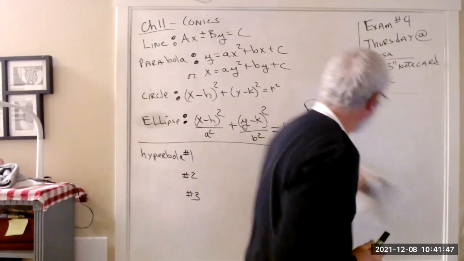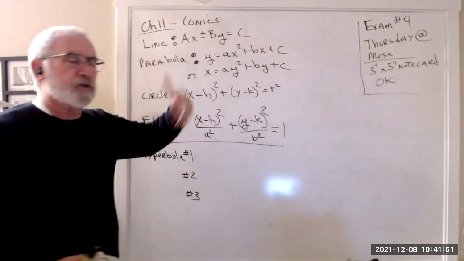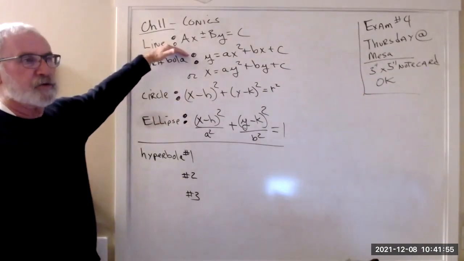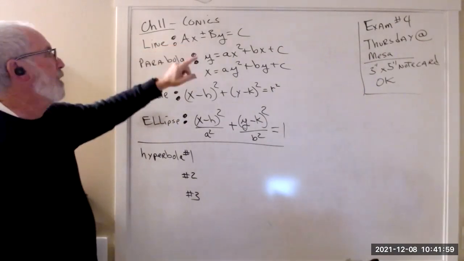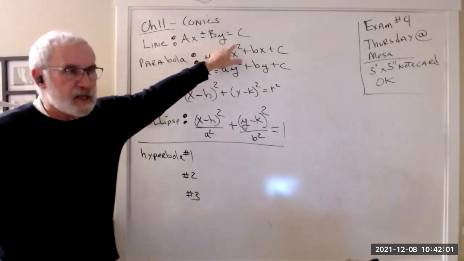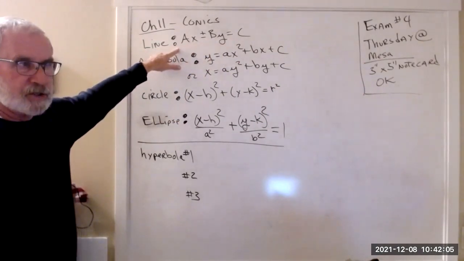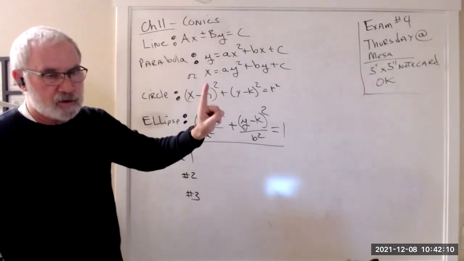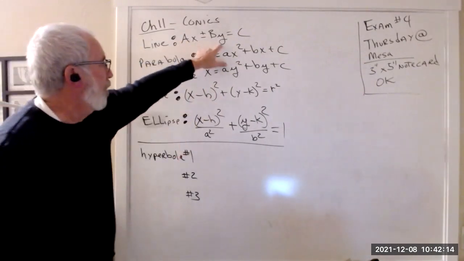Now, the first conic, and this is kind of what you guys have to have, is a line. We've been studying lines for the whole semester and before. Notice in the equation of a line, there are no powers. X and Y have a power of 1.